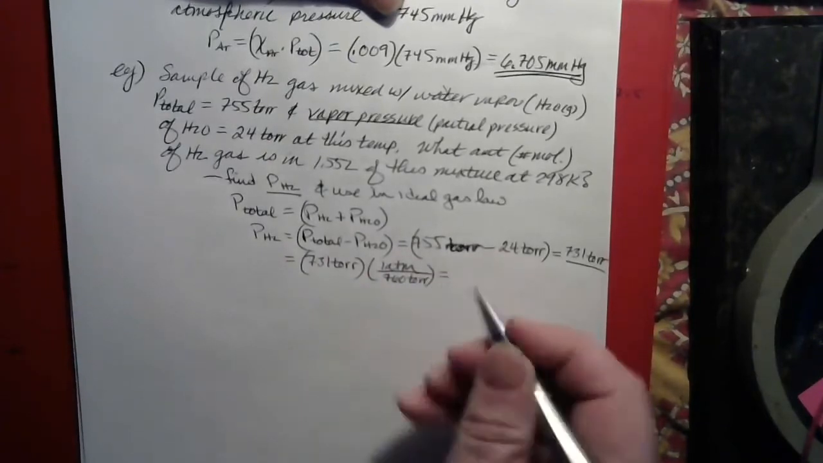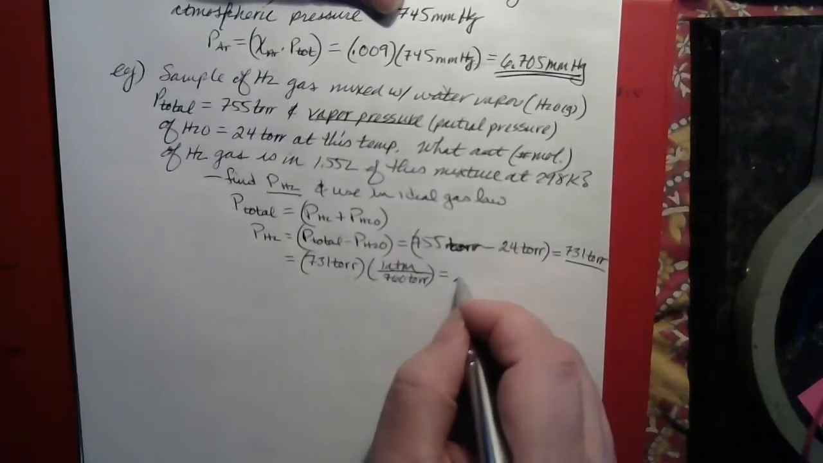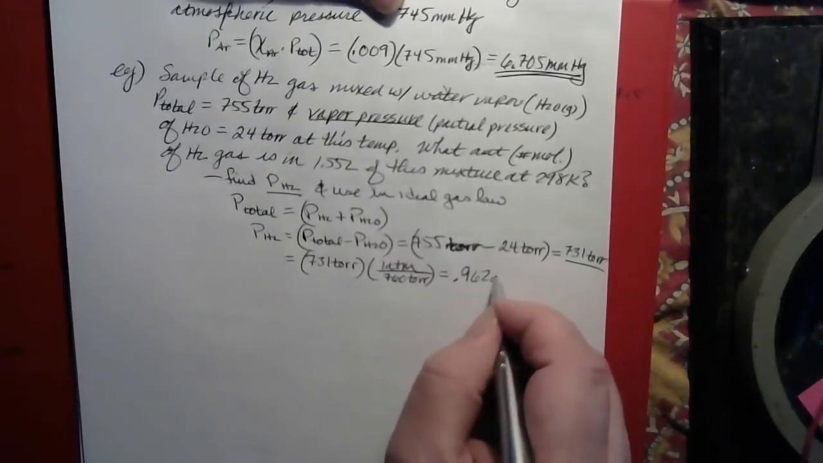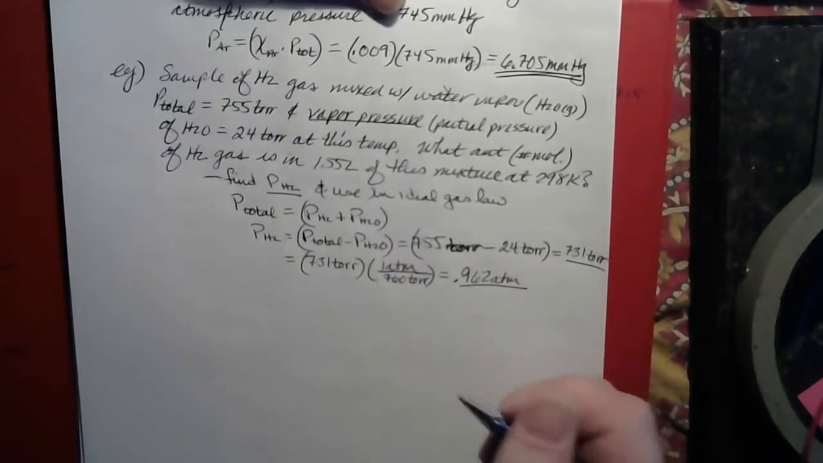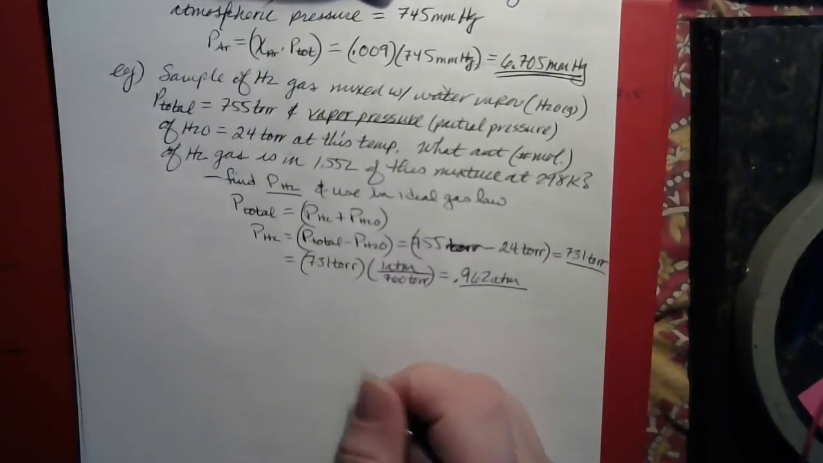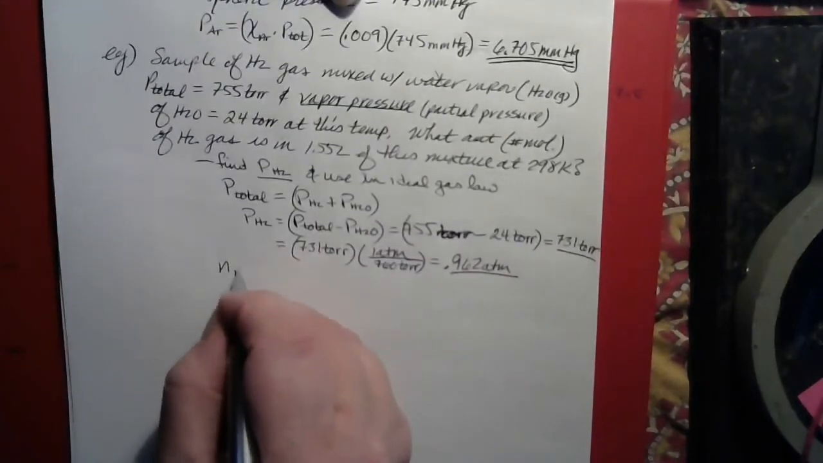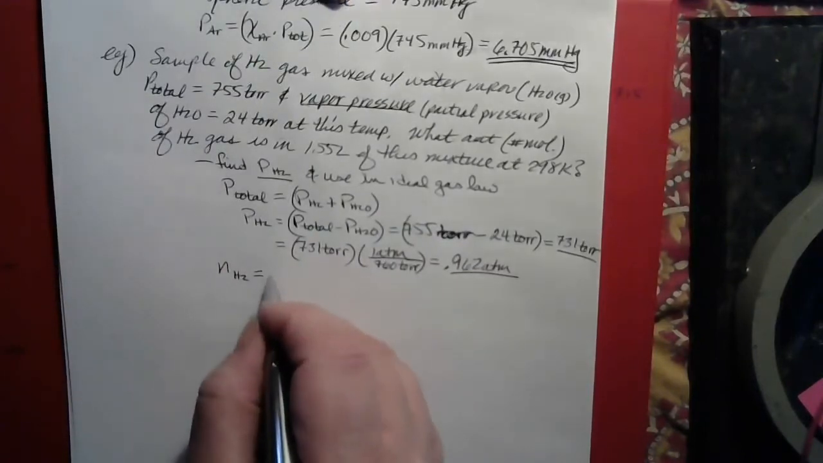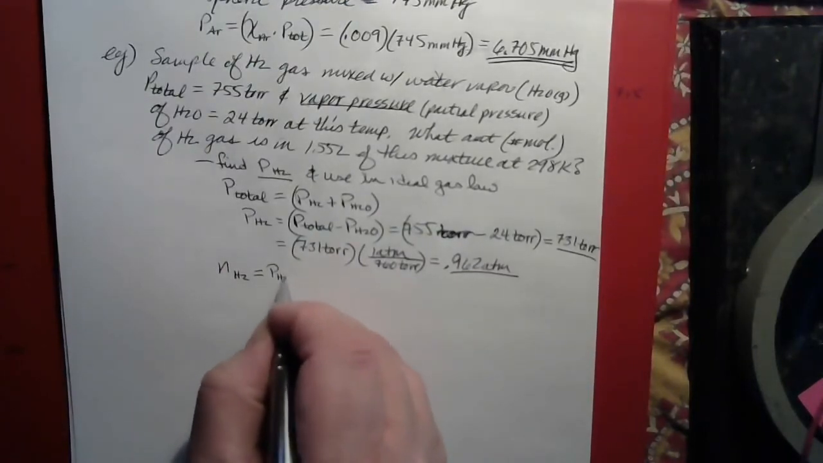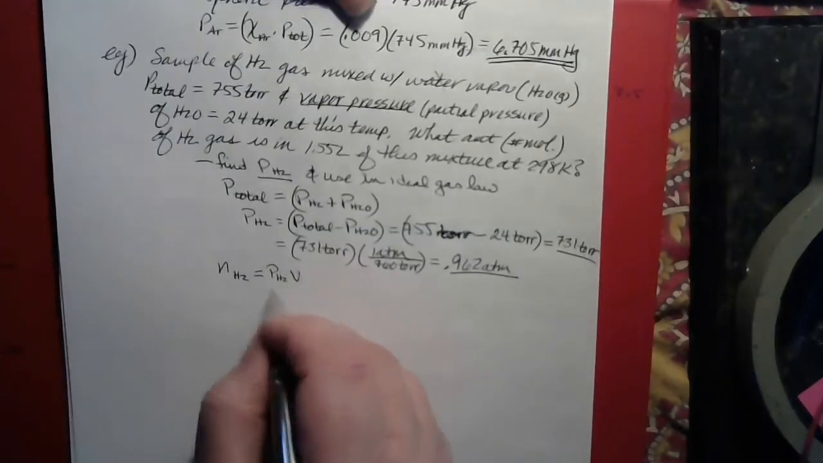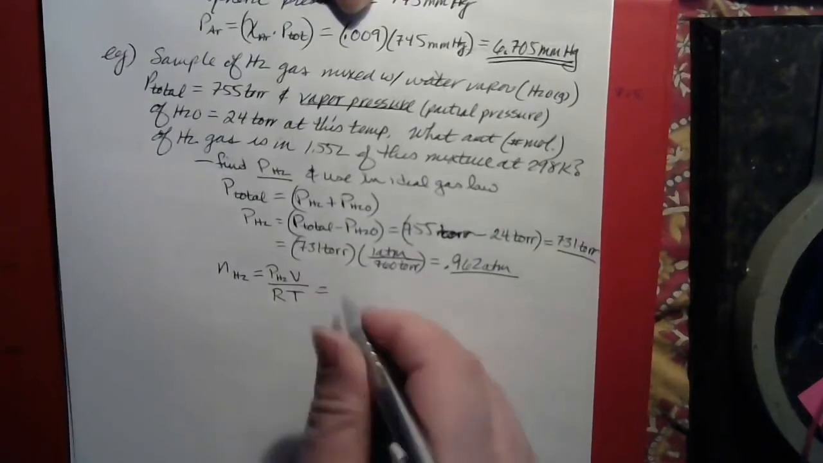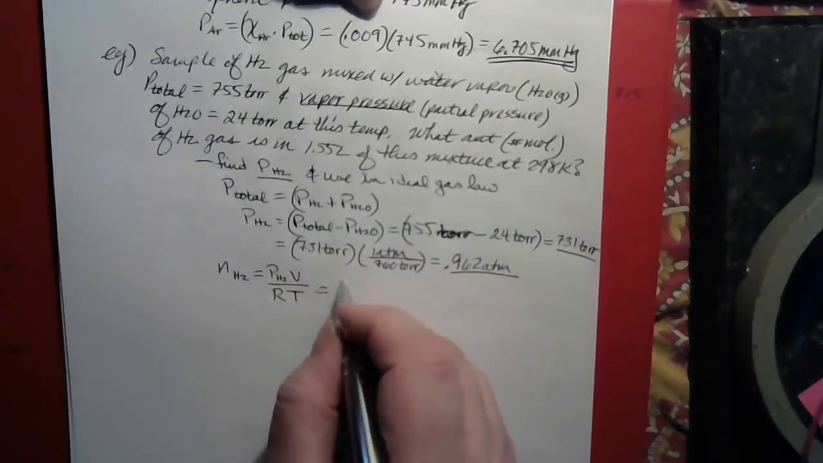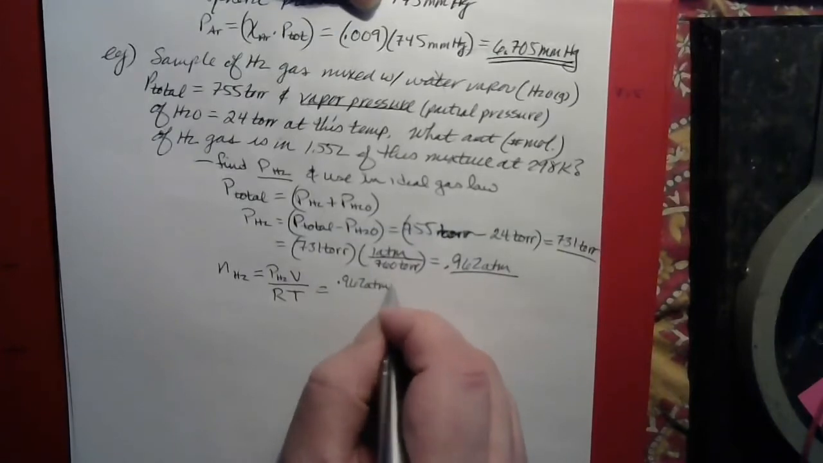So you divide it by 760 and you get 0.962 atmospheres. So the number of moles of hydrogen will be equal to the partial pressure of the hydrogen times the volume of the entire container over RT. So the partial pressure of the hydrogen is 0.962 atmospheres.